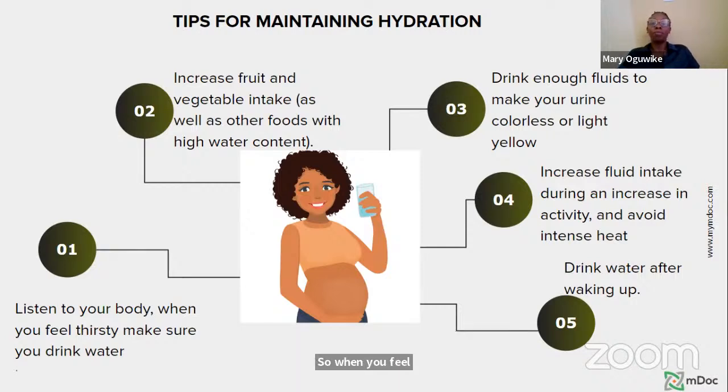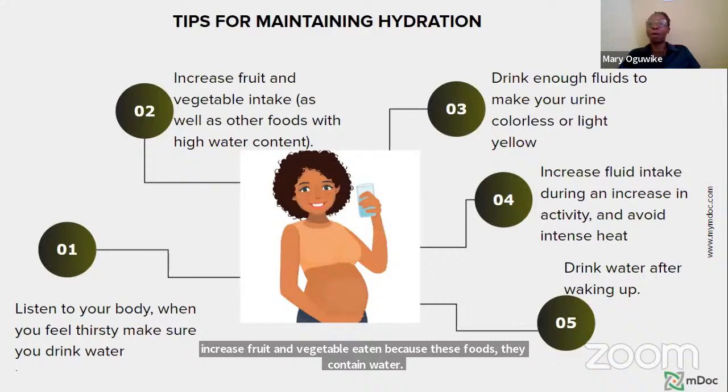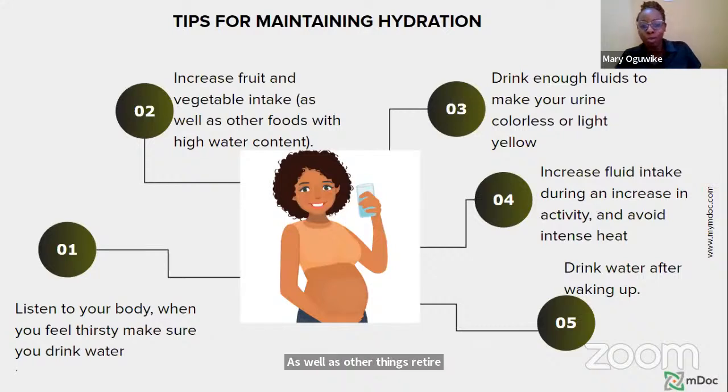You can also increase fruits and vegetable intake, because these foods contain water, as well as other fruits with high water content. Now, what are the types of fruits or vegetables that contain high water content? There is one fruit that contains a lot of water. Thank you. You all got it right. Someone said cucumber, someone said watermelon. Yes, they are. Both of them are fruits that contain high amounts of water.